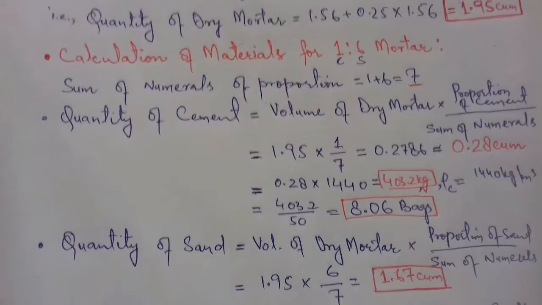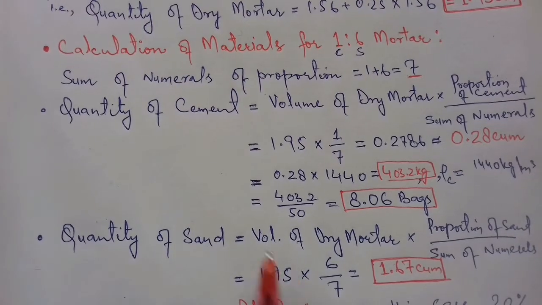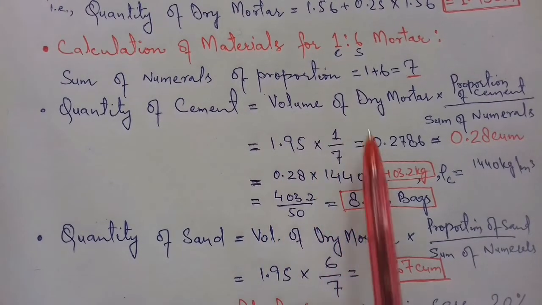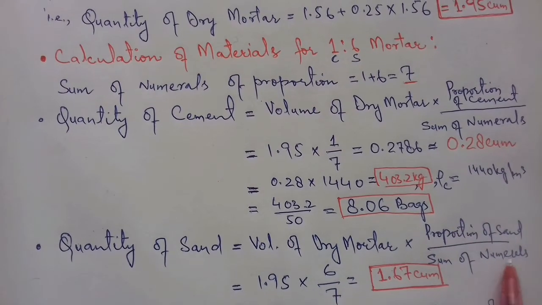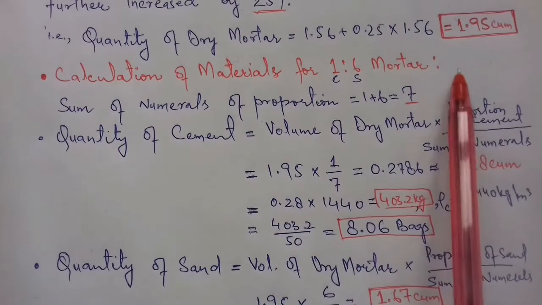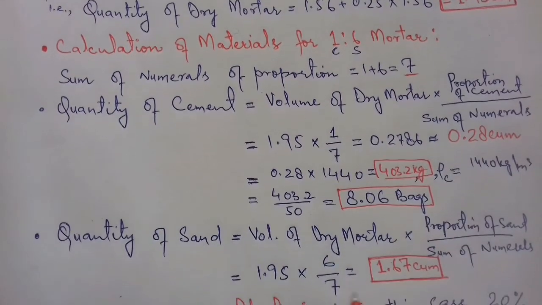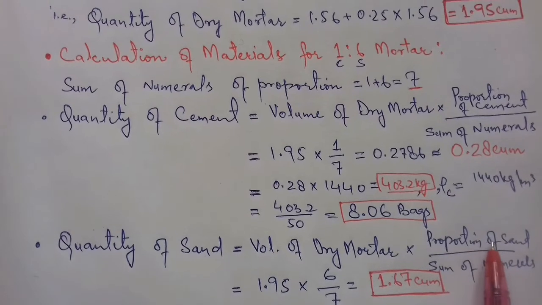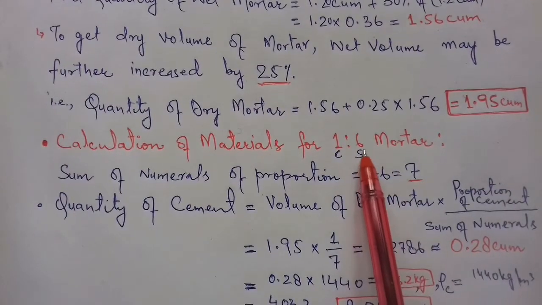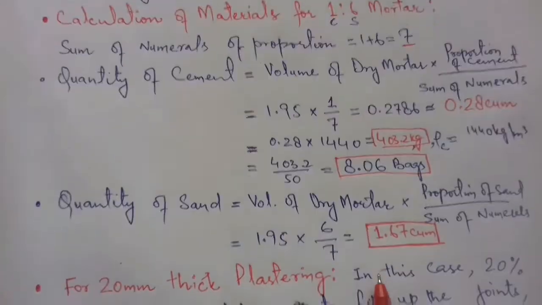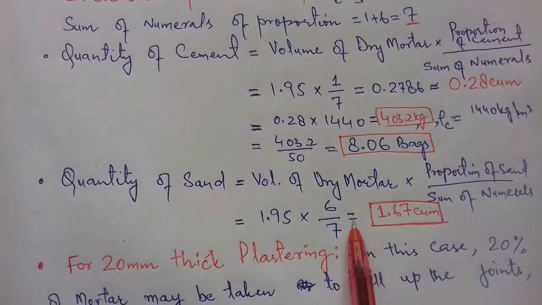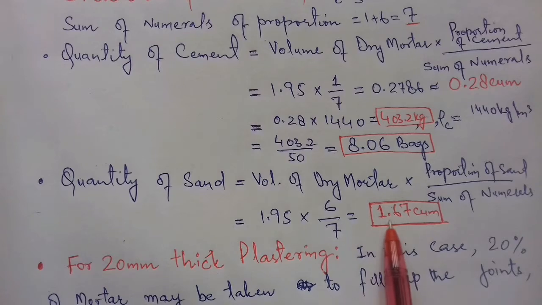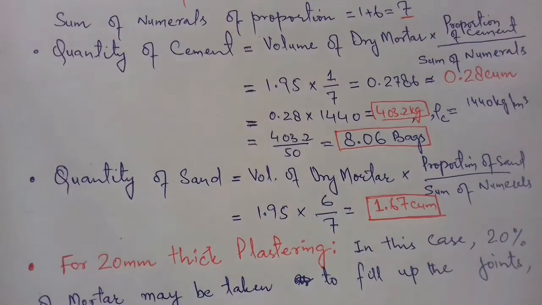Now the quantity of sand. Using the same formula, volume of dry mortar into proportion of sand divided by sum of numerals of proportion, that is, volume of dry mortar is equal to 1.95 as calculated here, multiplied with proportion of sand, you can see it is 6, divided by sum of numerals, that is 7, and after calculation it comes to be 1.67 cubic meter.